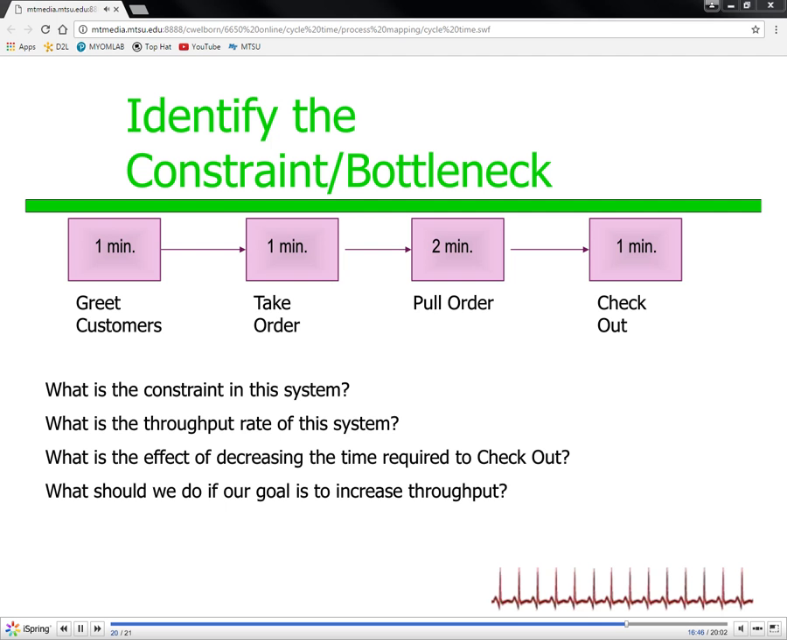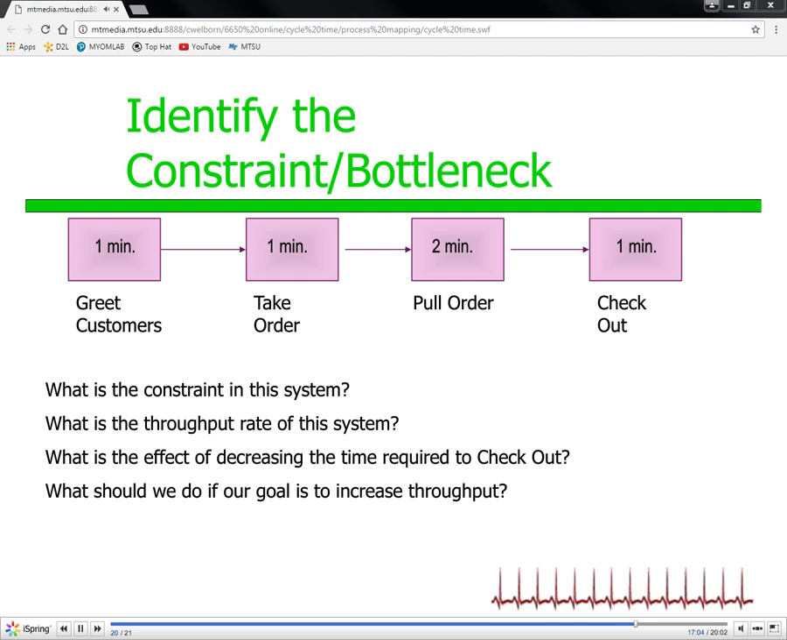So it's directly proportional to the amount of work in process, the amount of stuff that you've started. So here's a simple process that we saw in the very beginning. This looks like some kind of sales process, I guess. We're going to greet a customer, take their order, pull their order, and check them out. 1 minute to greet customers, a minute to take an order, 2 minutes to pull the order, 1 minute to check out. What's a constraint in the system?